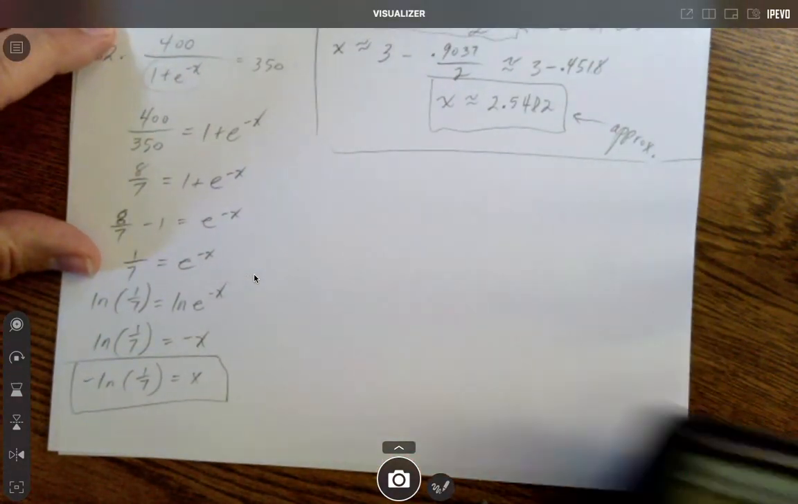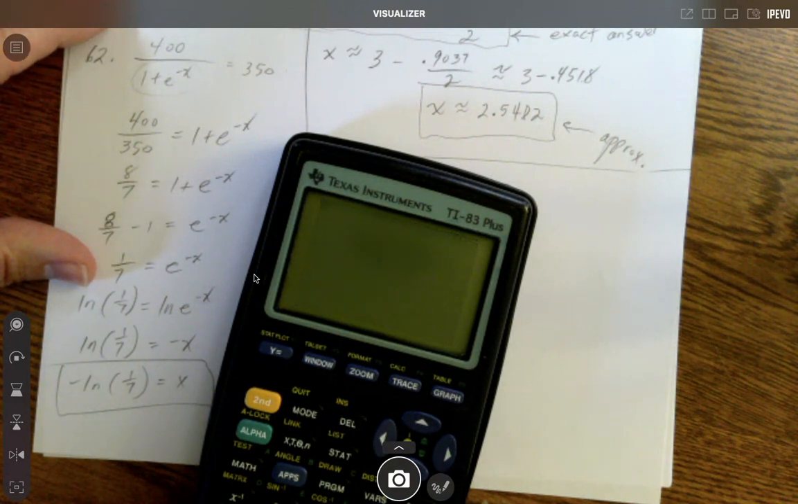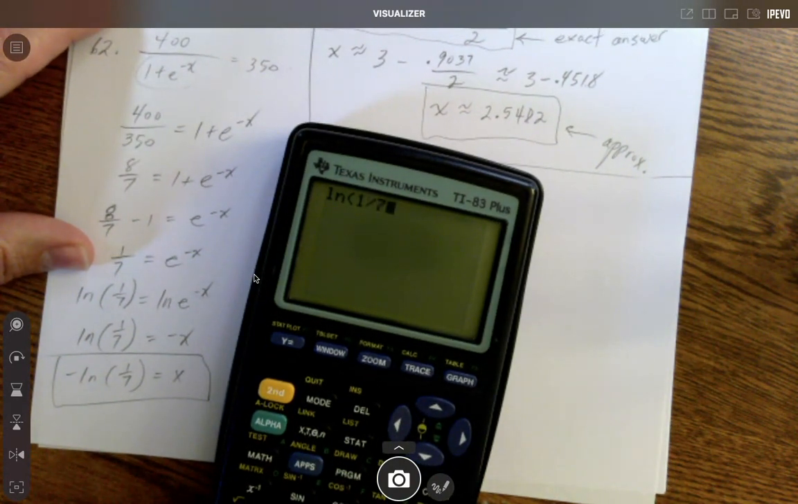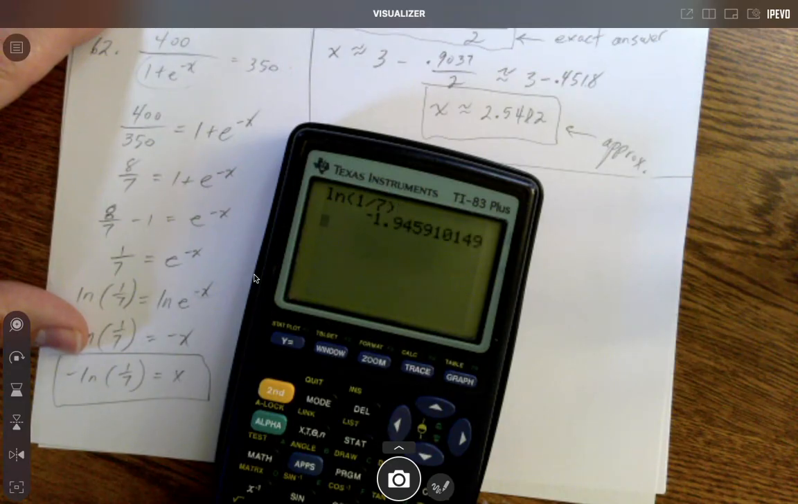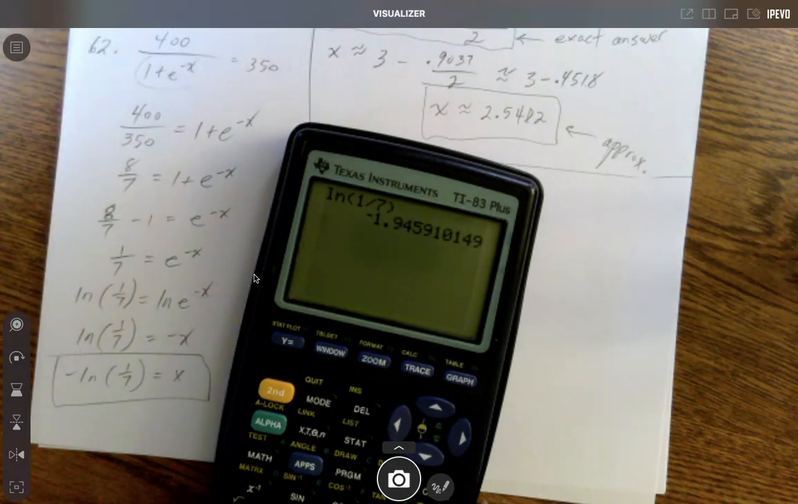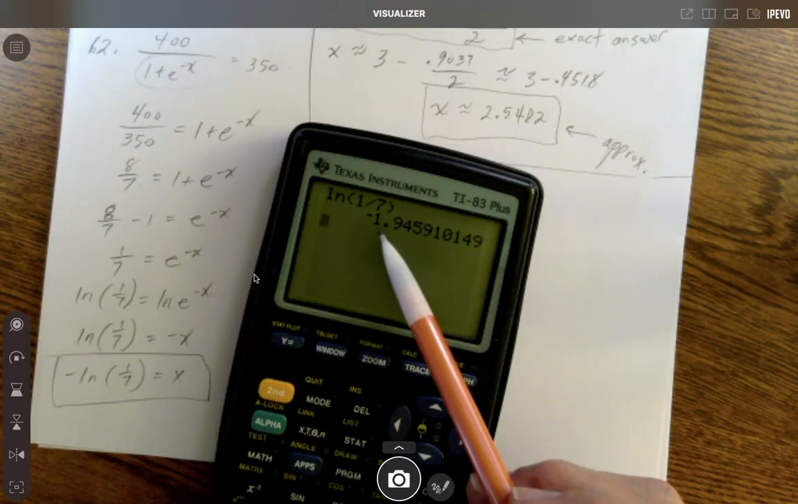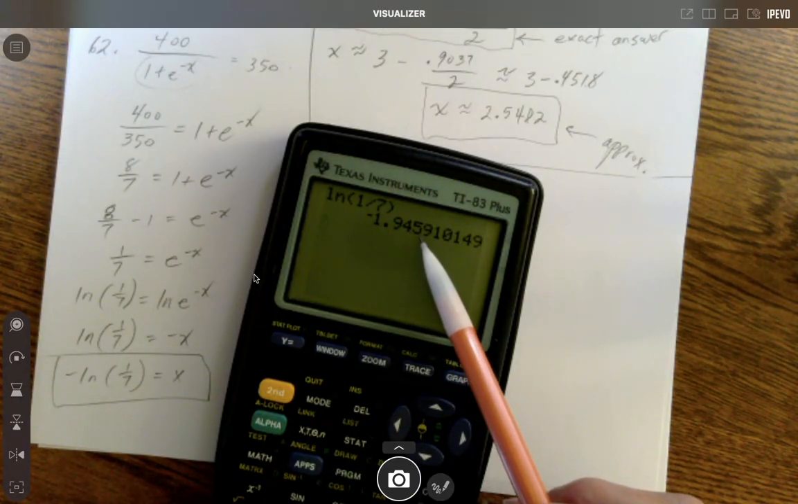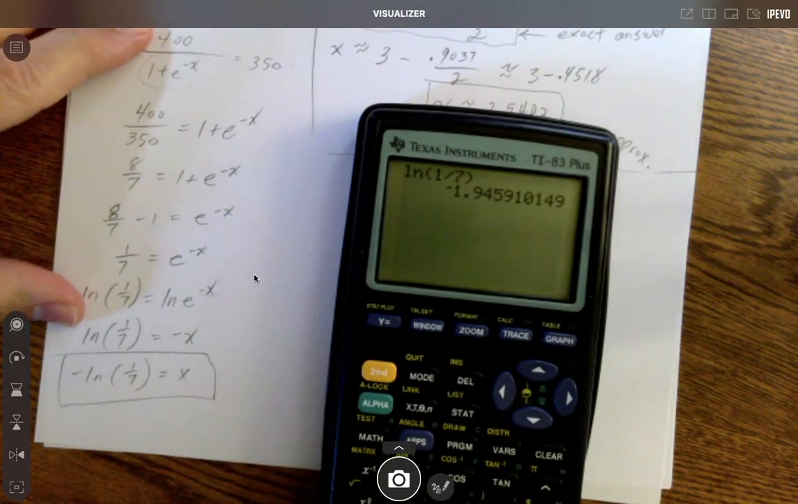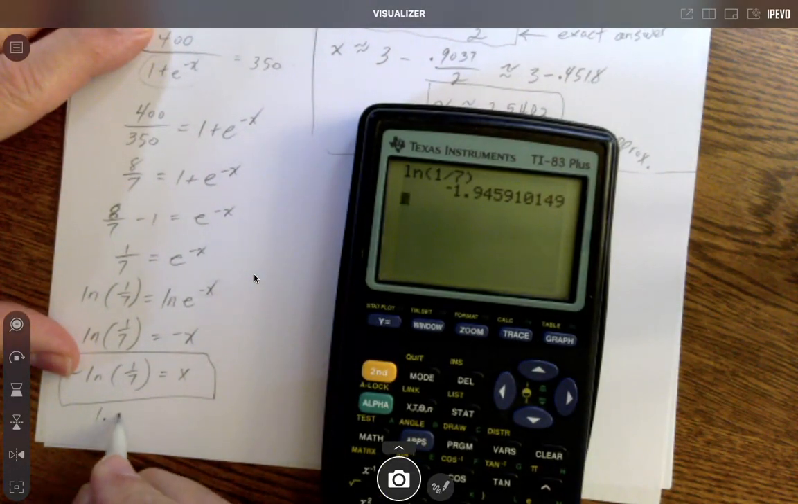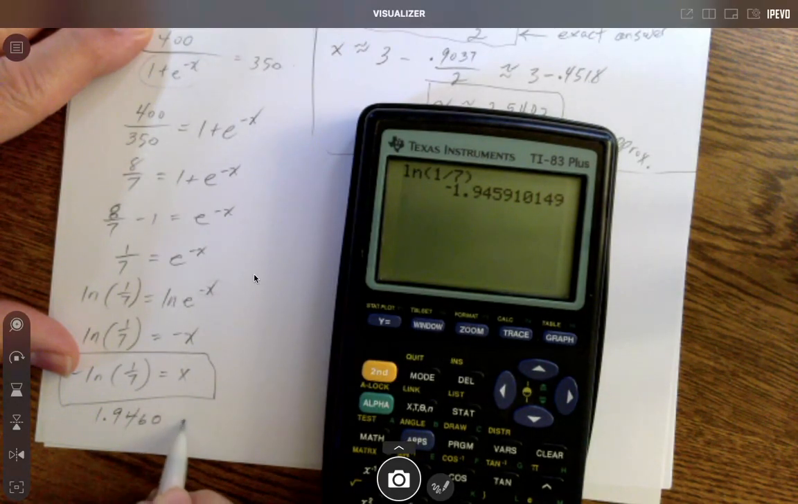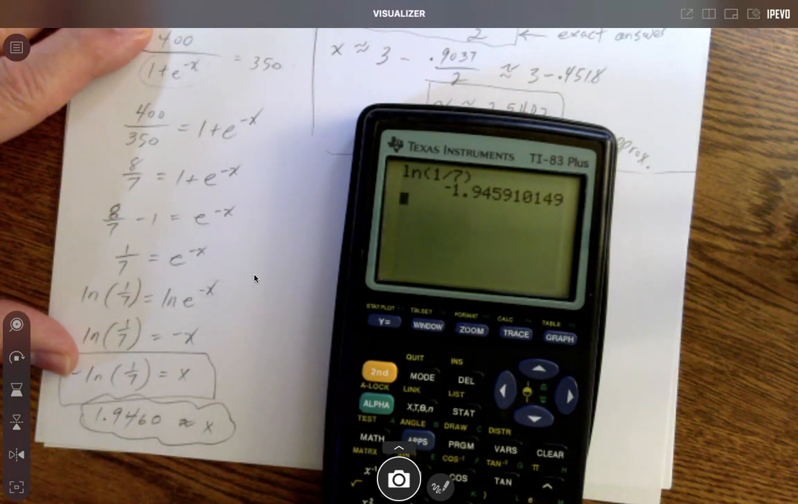Let's see, what is natural log of 1/7? So natural log 1/7. And then it's already negative. So it's the opposite of this. So it's positive 1.9. About positive 1.9460 is approximately x. Here's your approximate answer.